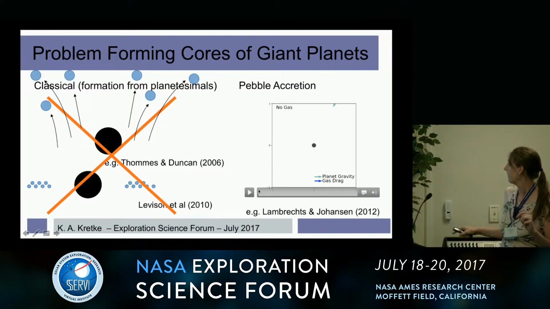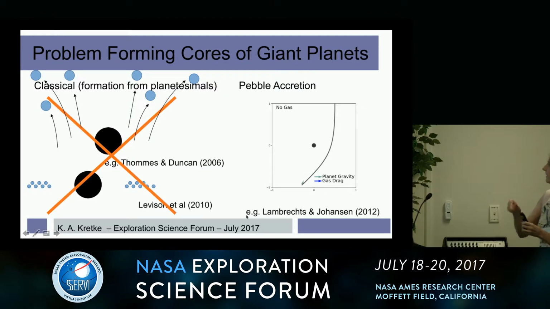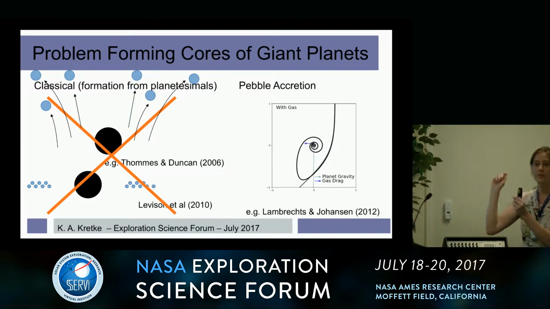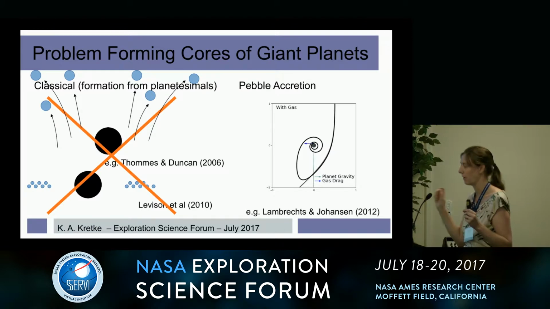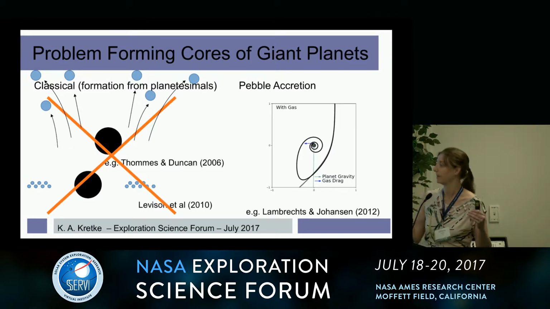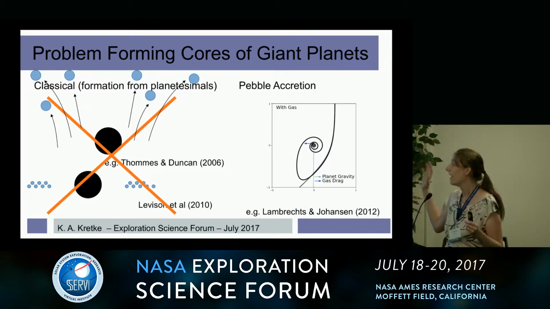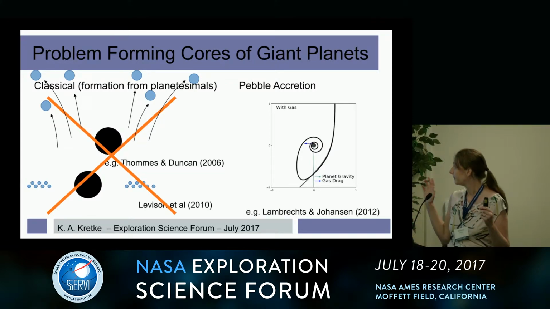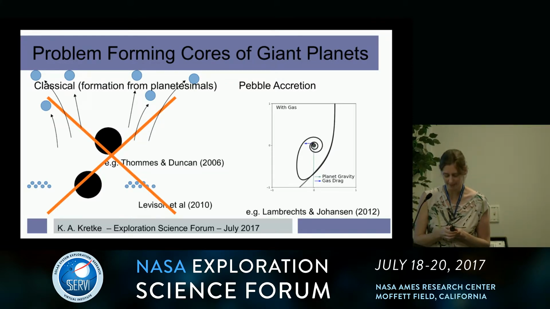So first we see what happens if a planetesimal flies by, and it just gets deflected and continues on its merry way. If a pebble flies by, on the other hand, it loses energy, and so it's captured and spirals inwards and is accreted by your growing planetesimal. So now we finally have a dynamically self-consistent way to form the cores of our giant planets.